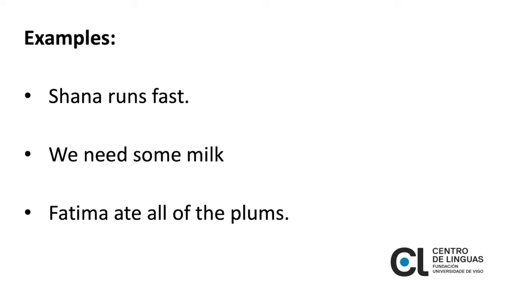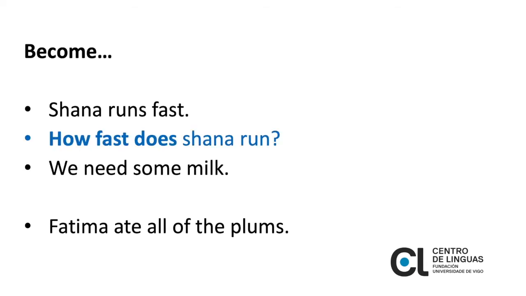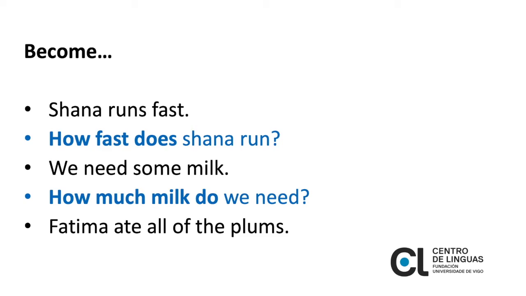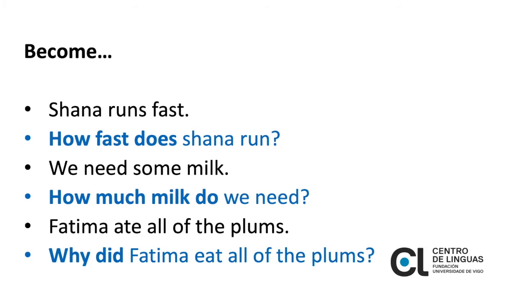Here are the same examples that we saw before, but we're going to ask more complex questions. Shauna runs fast. Okay, let's put a question word. How fast? How fast? And then the auxiliary does. Subject, Shauna. Infinitive, run. How fast does Shauna run? We need some milk. How much milk do we need? Fatima ate all of the plums. Why? Why did Fatima eat all of the plums?